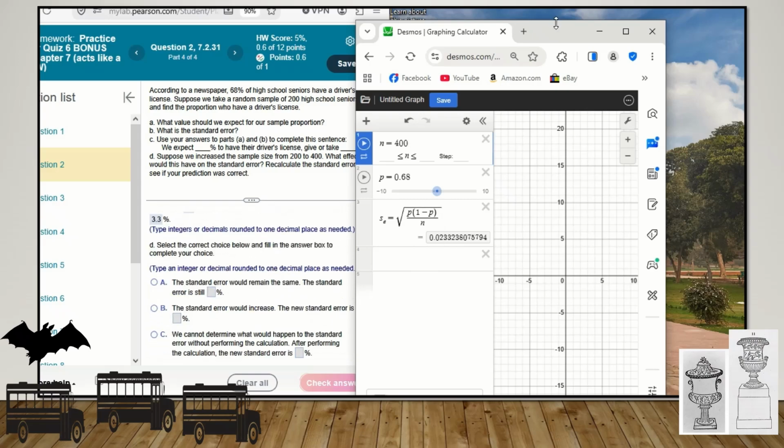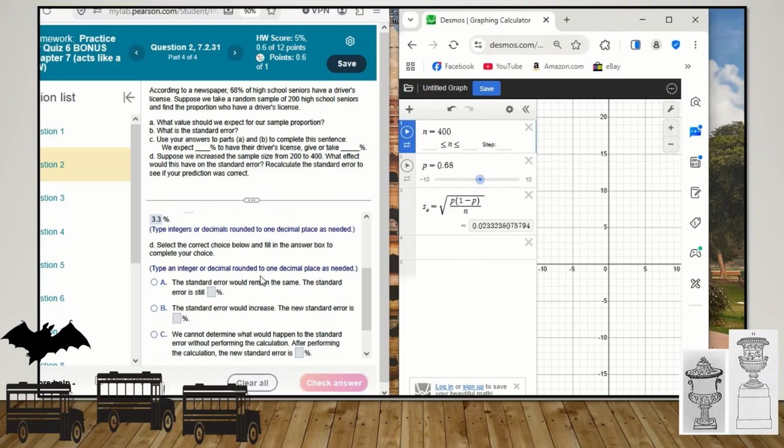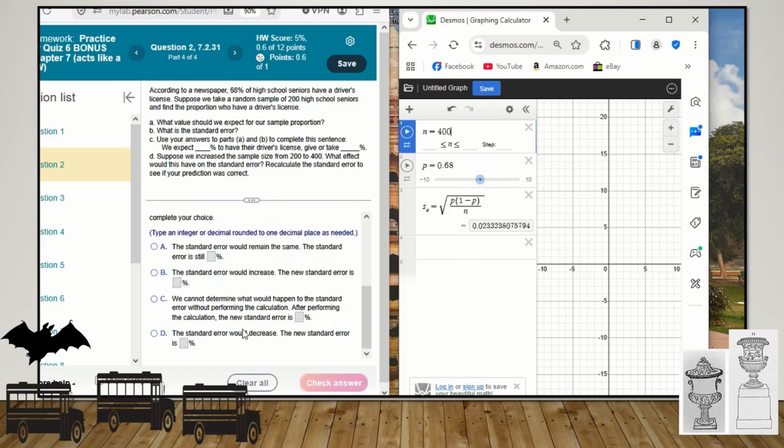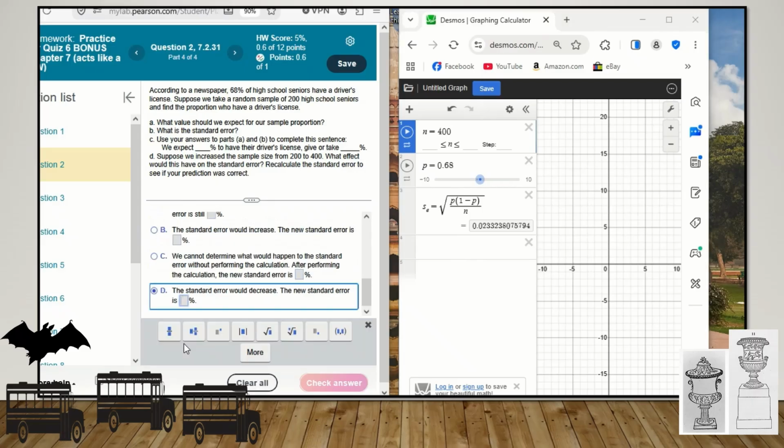So let's look at what they're saying. It will not remain the same. It will not increase. The standard error would decrease, and the new standard error as a percentage would be 2.3. Let's read this one. We cannot determine. Well, we just obviously determined it very easily by changing our value of n. So that's one way these variable assignments can speed up your work.